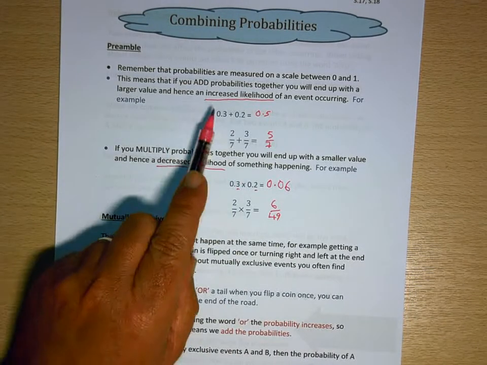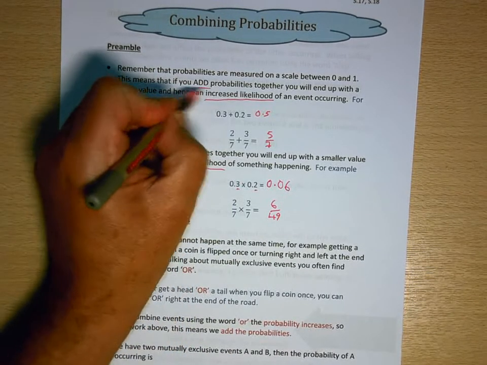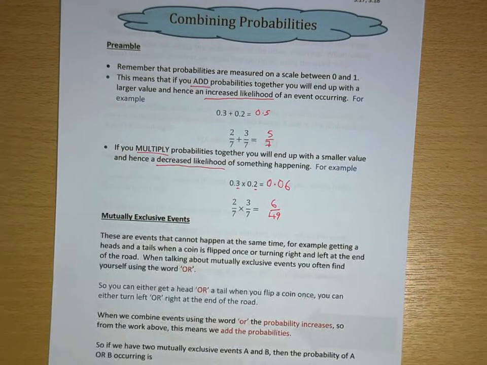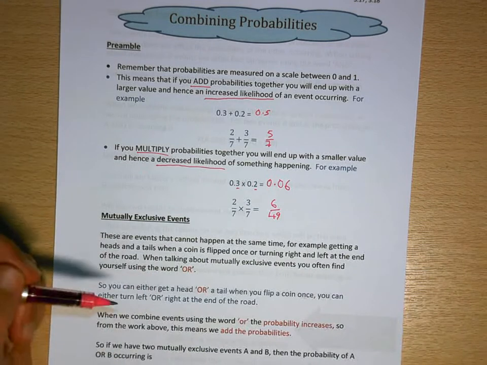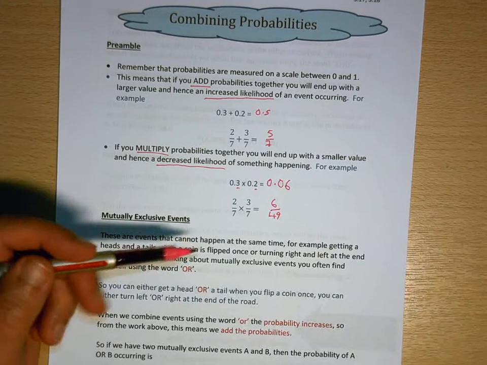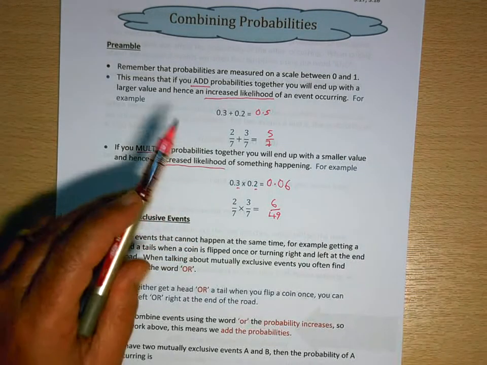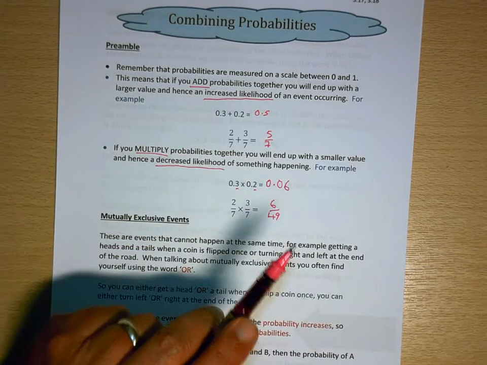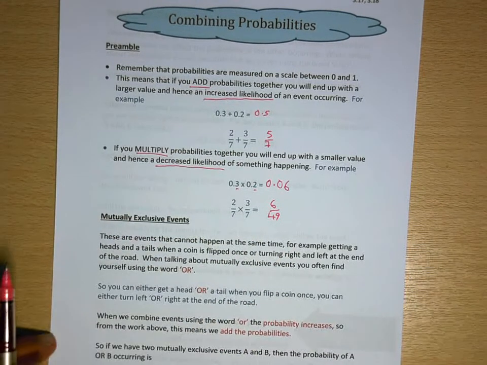Okay, so adding increases the chance, multiplying decreases the chance. So when we work through this and you're looking for a handle, if things get a bit confusing, that's what you need to go back to. Adding increases the chances, multiplying decreases the chances.